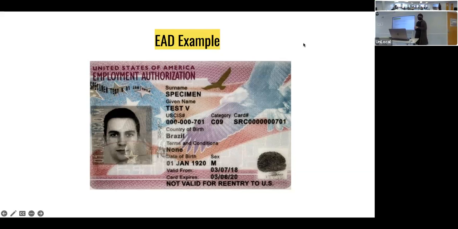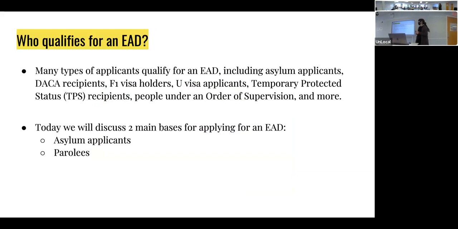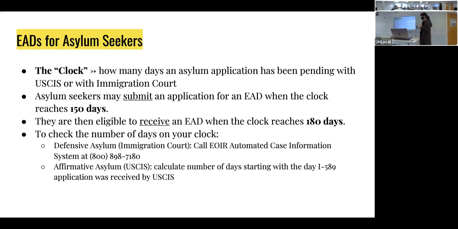Okay, so now we're going to go over who qualifies for a work permit. So there's many different types of individuals who qualify for a work permit, and that includes DACA recipients, F1 visa holders, that is students, U visa applicants, those with temporary protected status, people under order of supervision, and much more. For the purposes of today, we are going to go over asylum applicants and parolees who are applying for an EAD. Let's see. We're going to start with the asylum seekers first.